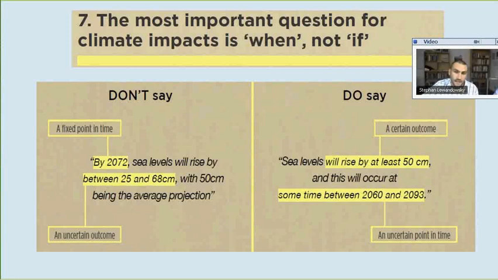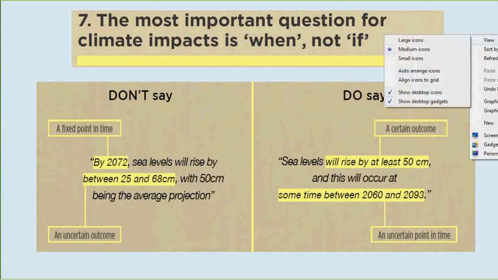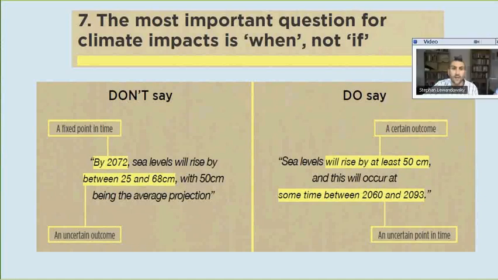Again, research that Steve has recently completed has tried to find out whether there's a better way of communicating this kind of information. And so what you can see on the right-hand side is an alternative way of framing exactly the same information. But here, the uncertainty is shifted so that it's about when the predicted sea level rise will take place. The uncertainty is about timing. And there's now a certain outcome that's predicted to happen between a certain time frame.